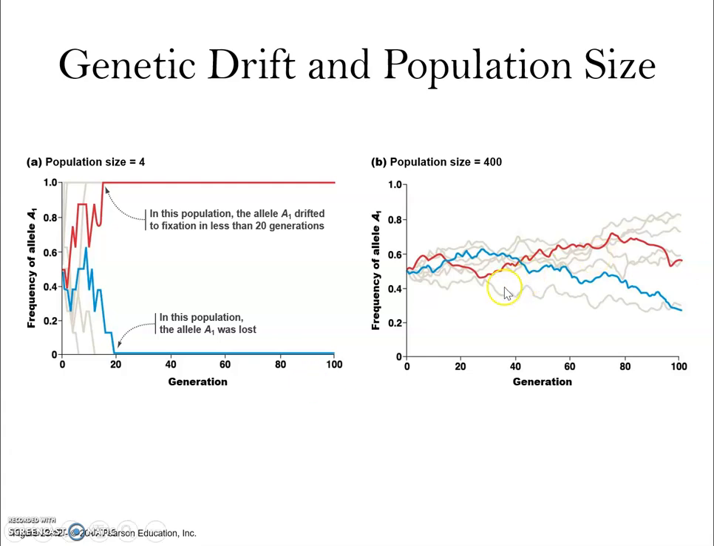In the larger population, you can see allele frequencies drift up and down. The colored ones are sort of the average of all of these model runs that are in the lighter color. So allele frequencies drift up and down, but at least as far as we've modeled out here to 100 generations, we don't lose one or the other of the alleles. Right? So random changes in allele frequency.